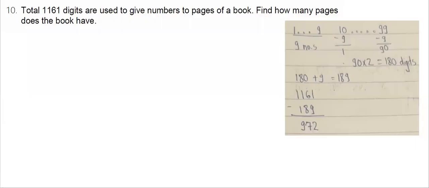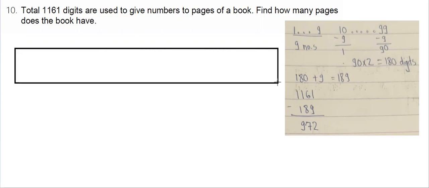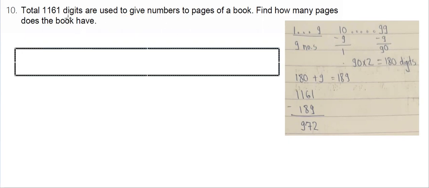Now, question number 10, it says that a total of 1161 digits are used to give numbers to the pages of a book. So I am going to consider this. This is my book, and this book has many pages. So let it be like this. It is going to have many pages. So I am going to name the pages.